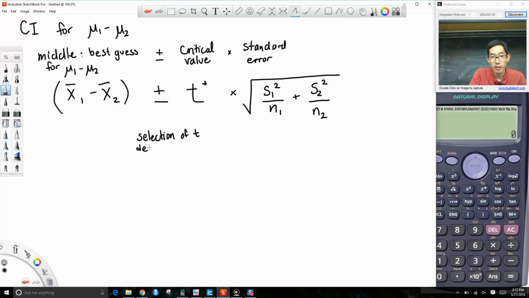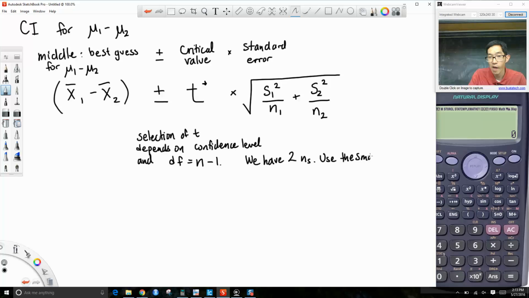The selection of t depends on the confidence level and degrees of freedom. Our degrees of freedom we will also take as n minus 1, but we have two n's. So use the smaller of n1 and n2. This is kind of just, quote, playing it safe with the degrees of freedom.